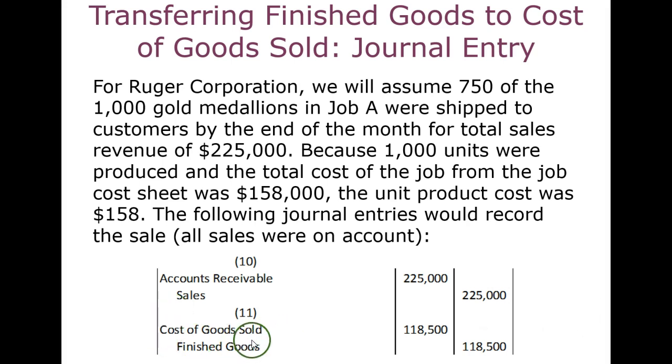Then in the cost of goods sold, the $118,500 is found by taking the $158 per unit times the 750 units that you're selling. So you produced 1,000, but you only sold 750. So you only expense in the cost of goods sold the cost of the units that you sold. So again, debit cost of goods sold, credit finished goods inventory for the cost of the units that you sold.